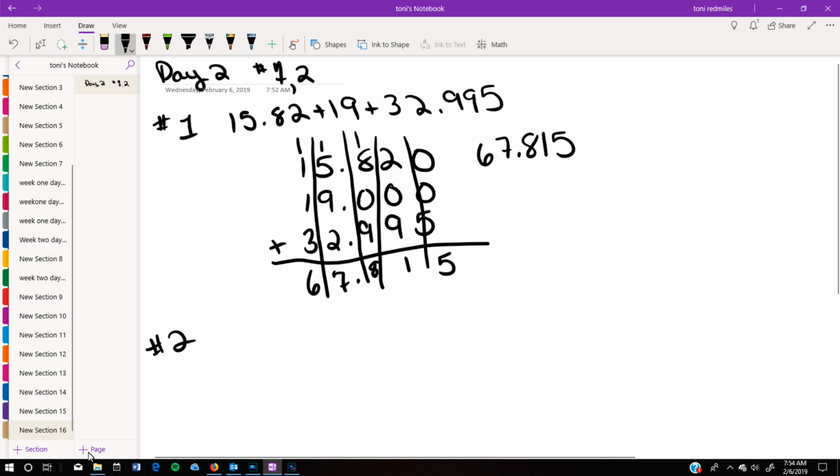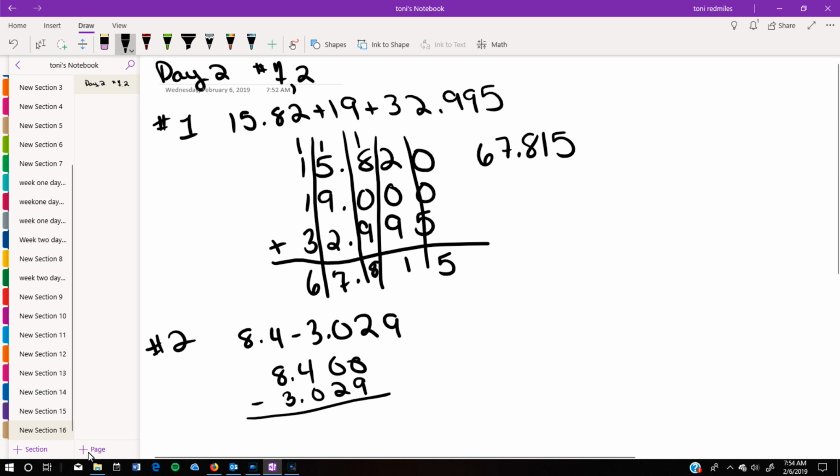All right, so number 2 is a subtraction. Okay, so I need to look at this and make sure I don't have a negative problem. Their signs are different, which means I subtract. The 8.4 is the bigger absolute value number, so it is positive, so my answer is going to be positive. So all I have to do is fill in my place value, and I'm going to subtract.